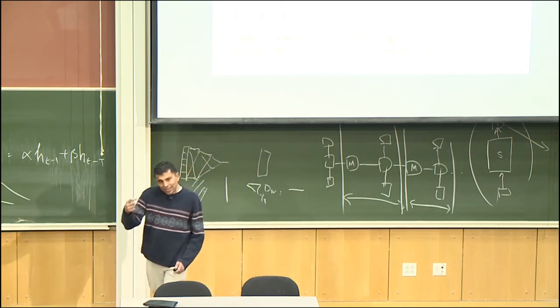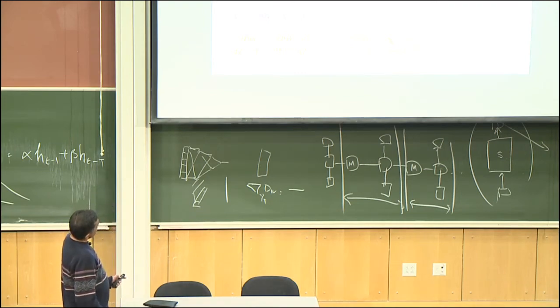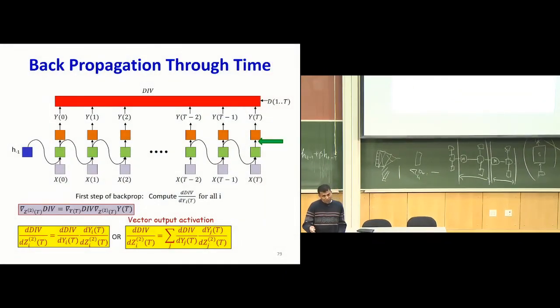And then I can take a step down and I can compute the derivative of the divergence with respect to the z over here, z2. And how do I compute it? Remember, we just did the chain rule, right? How would you do this? How would you do it in vector form?